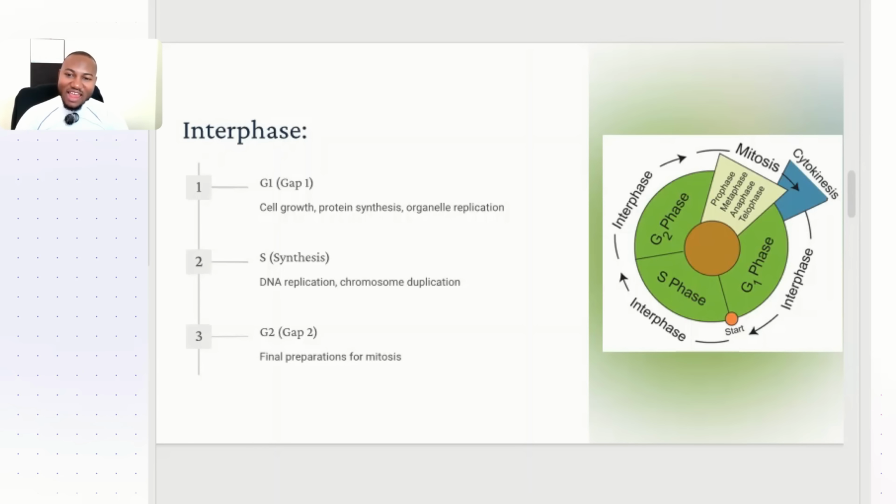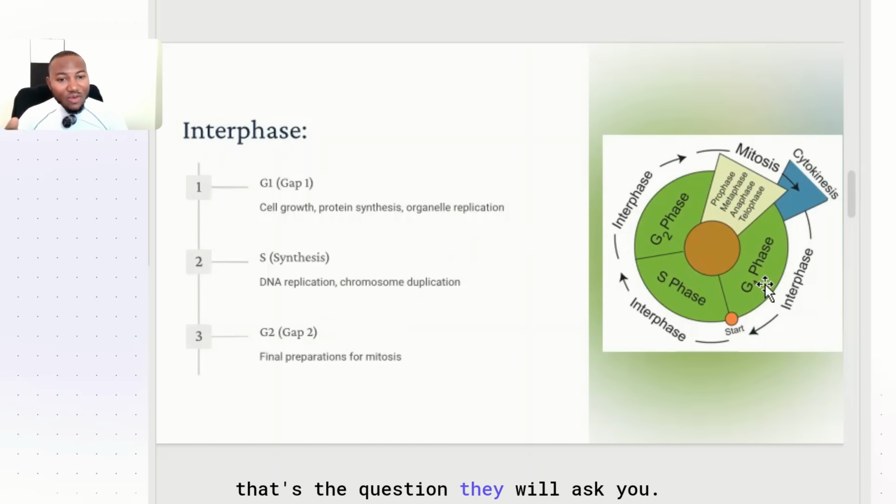The G1 phase and the S phase, then the G2 phase. I had to put it on the diagram. So if you look at it very well, you see that during the G1 phase, that's the question they will ask you, what happens during the G1 phase? Cell growth, protein synthesis, organelle replication. The S phase, DNA replication, chromosome duplication, and the G2 phase, the final preparation for mitosis.